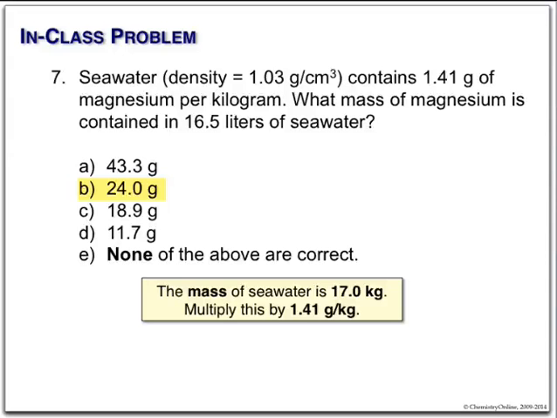Once you know how many grams, or, I'm sorry, it's kilograms, right? Once you know how many kilograms you have, just take our 17, multiply it by 1.41, right? And you get 24.